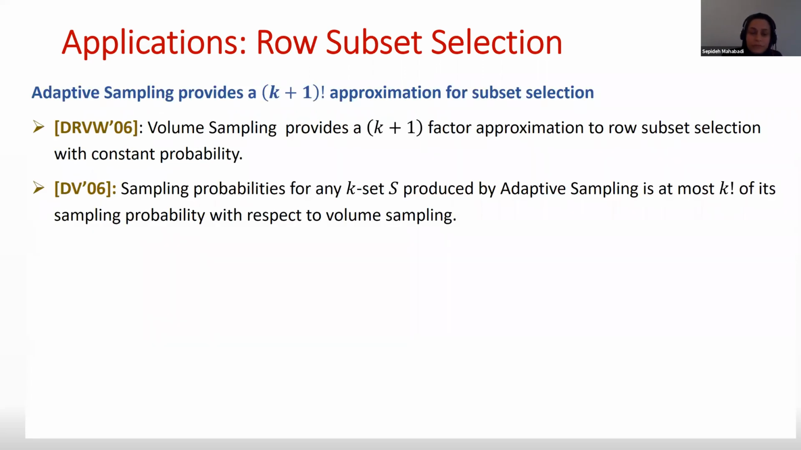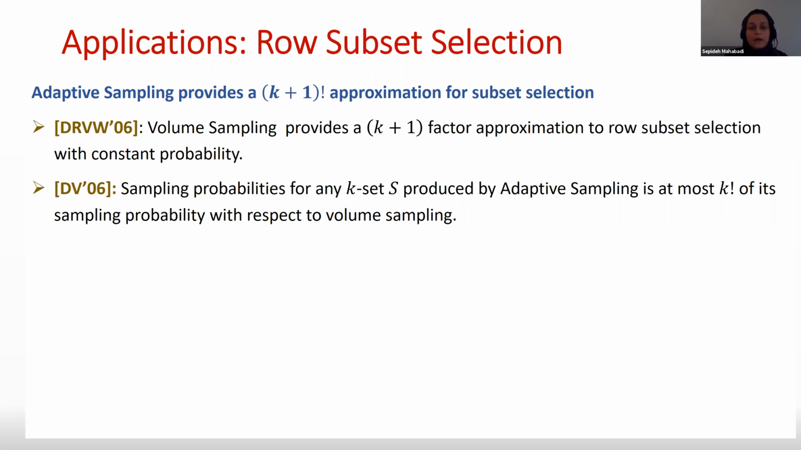Okay. So there are existing algorithms for the offline setting. There are existing results showing that adaptive sampling provides a good approximation, basically a k plus 1 factorial approximation, for the row subset selection problem.